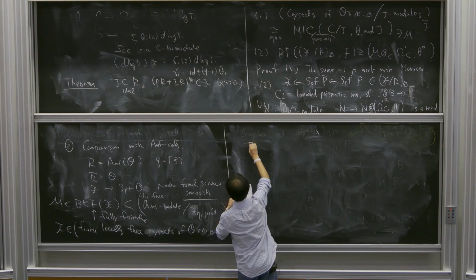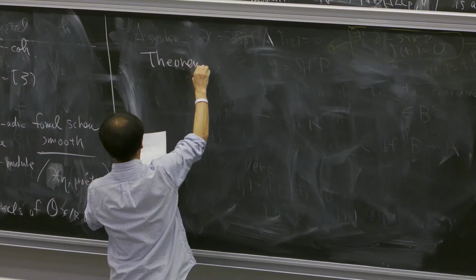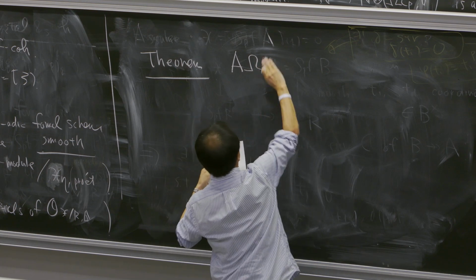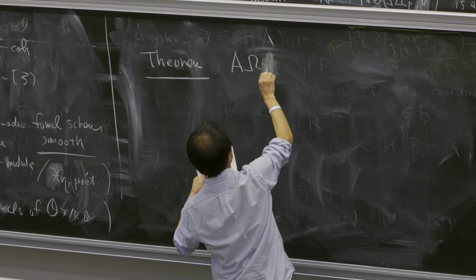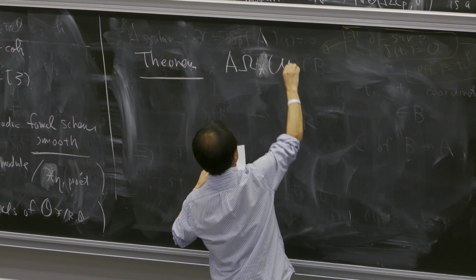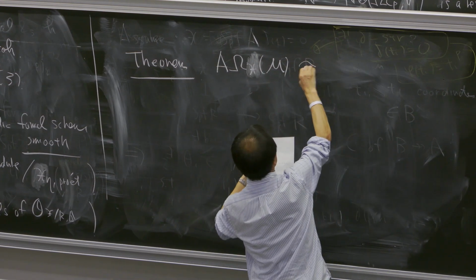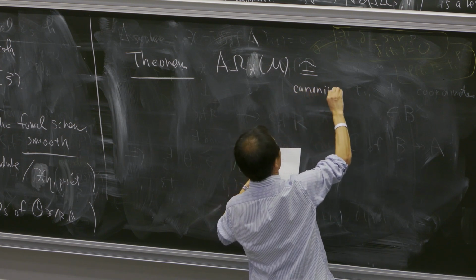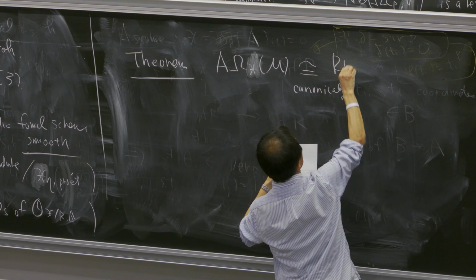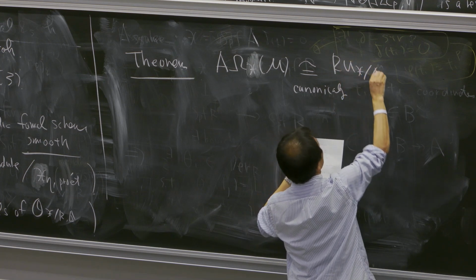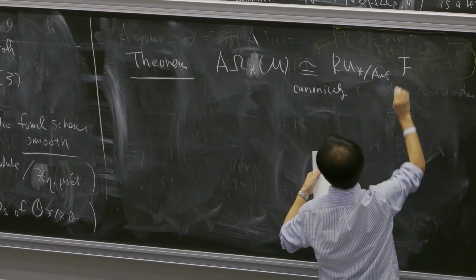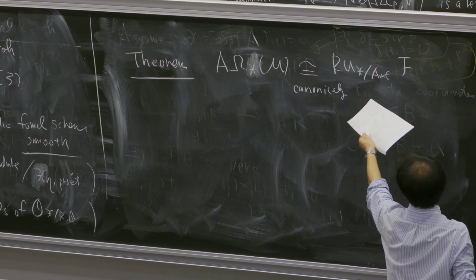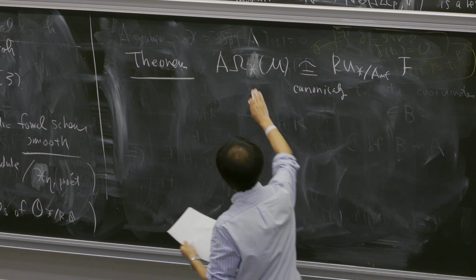Let me write the second theorem. And A omega of this BKF modules is canonically isomorphic to this, as projection of this crystal to the étale side of this formal scheme.